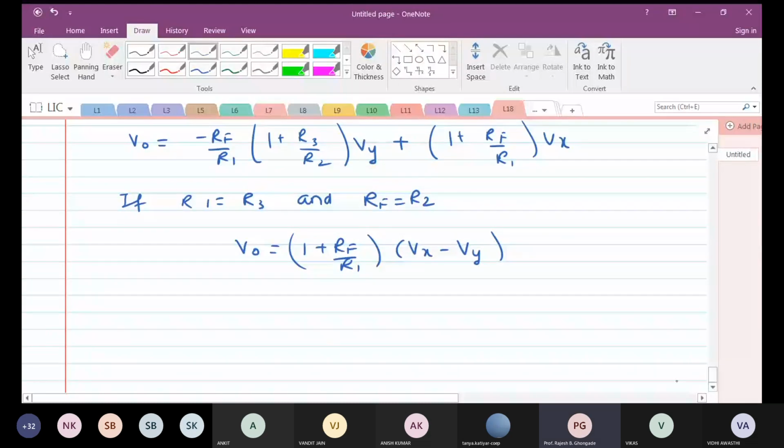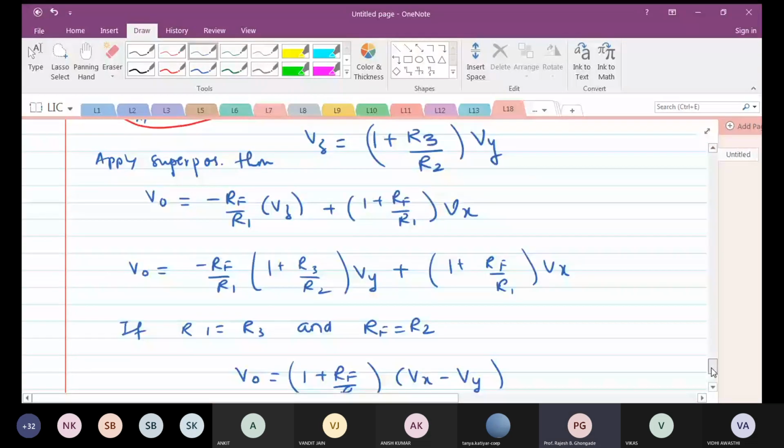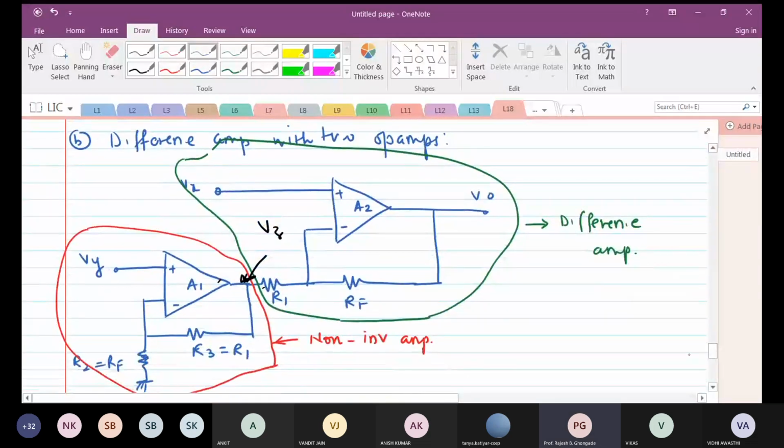So what we get is a difference amplification with an amplification factor of 1 plus RF by R1. Okay? Now have we solved the problem? Have you solved the problem of the previous amplifier? Look at this, very simple.